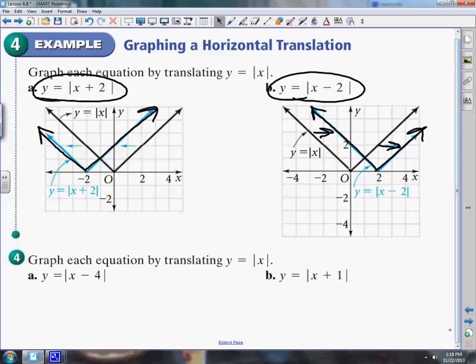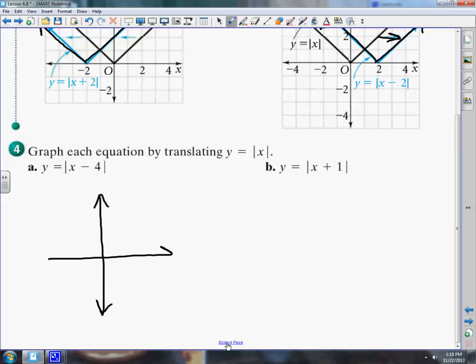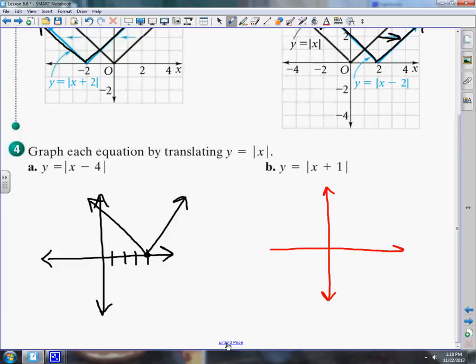So try these two. Graph each equation by translating y equals the absolute value of x. So you have y equals the absolute value of x minus 4. So that means I'm going to add 4 to my V graph. I'm going up 4. No, going to the right 4. And here I'm going to the left 1.